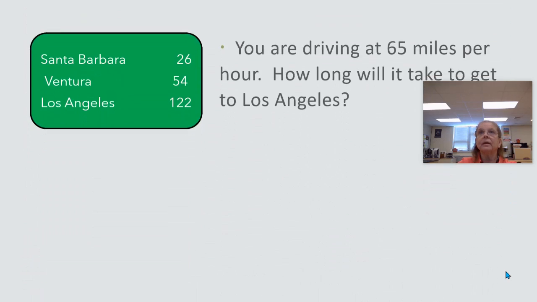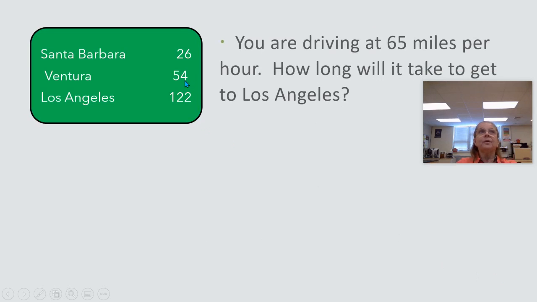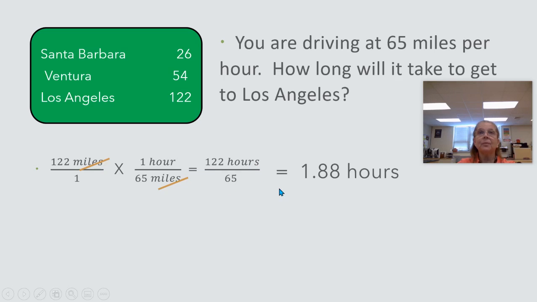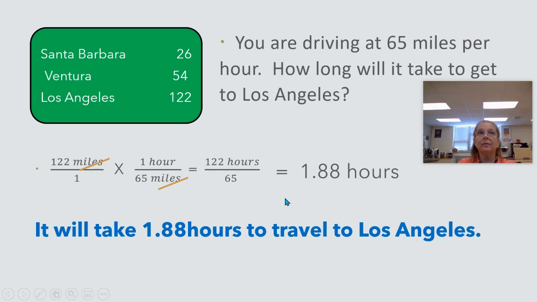All right, what about if we go to Los Angeles? LA is 122 miles, and now we're driving at 65 miles per hour. So 122 is our goal. The rate is 1 hour per 65 miles, or 65 miles per hour. Cancel out the miles so we're left with hours, and we get 1.88 hours. And it's okay, just leave it like that. Don't do more work than necessary.